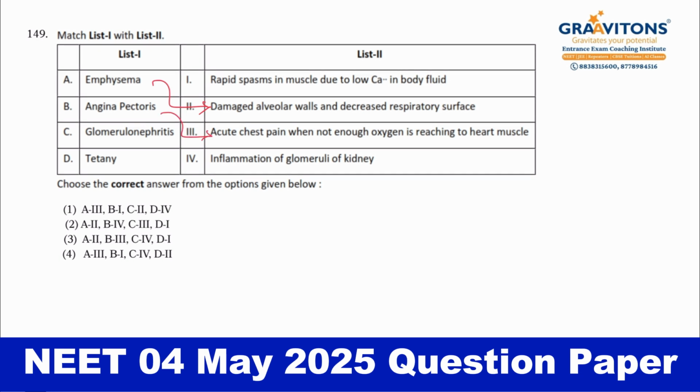Then glomerulonephritis, inflammation of the glomeruli of kidney, and tetany, rapid spasms due to low calcium level. So the answer for this question is option 3.